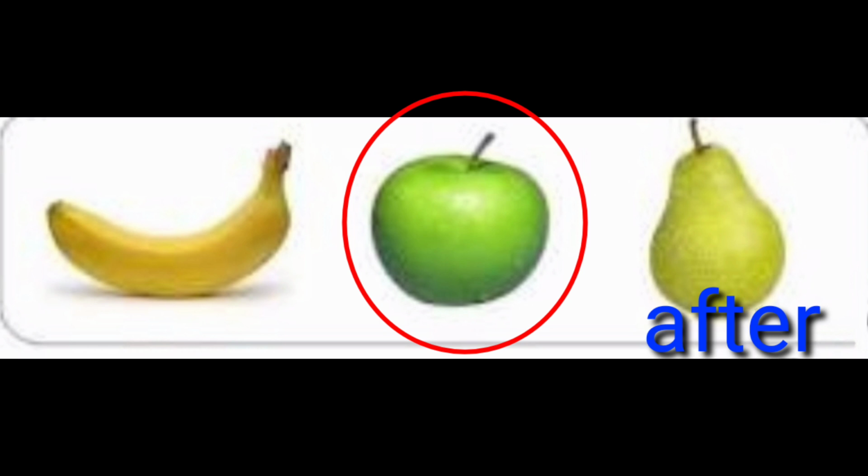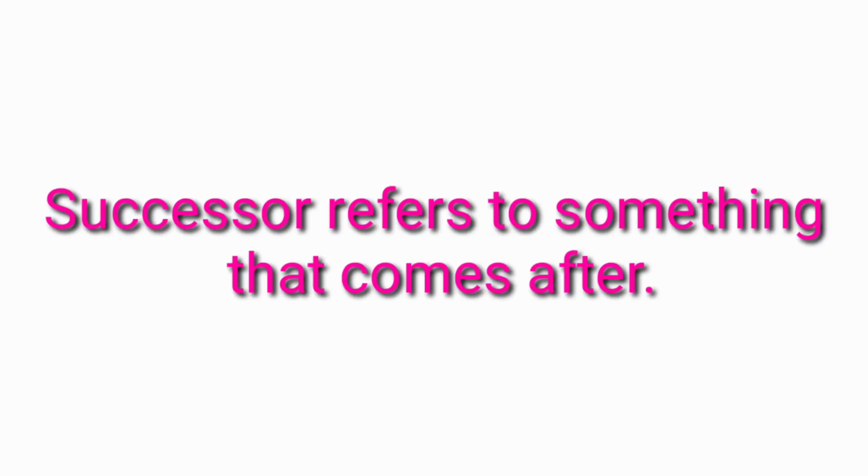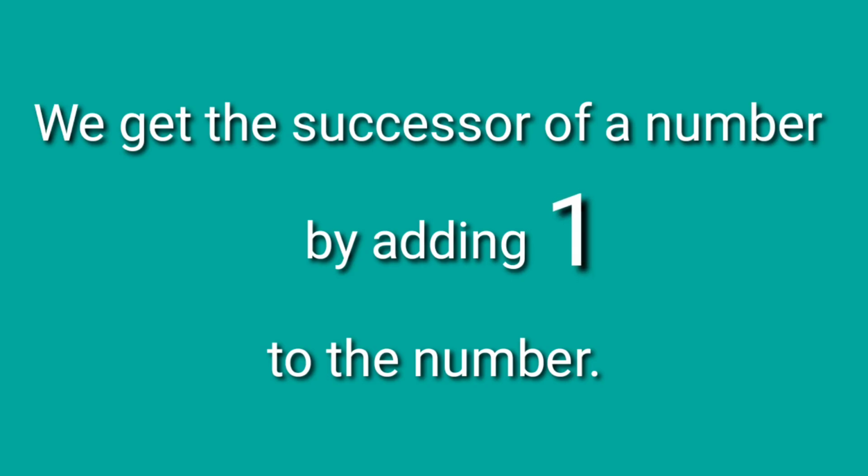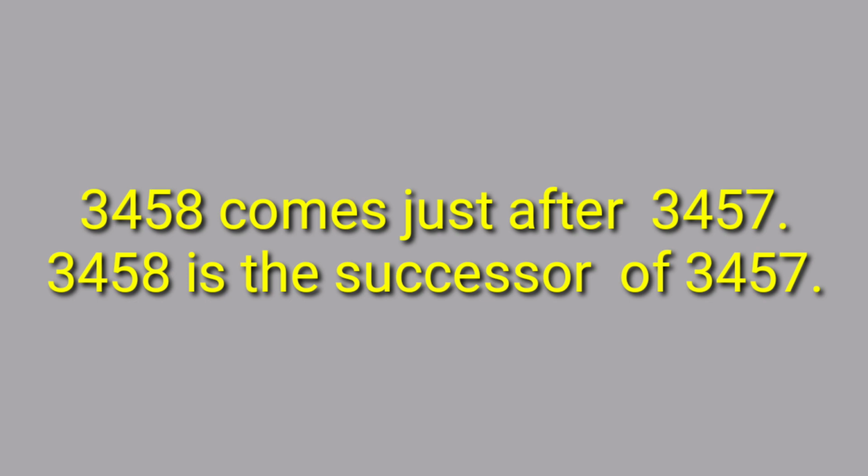Let us move to the successor. Successor refers to something that comes after. We get the successor of a number by adding 1 to the number. 3458 comes just after 3457. That means 3458 is the successor of 3457.